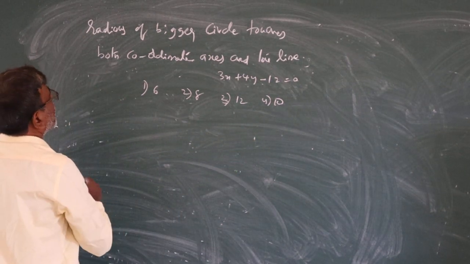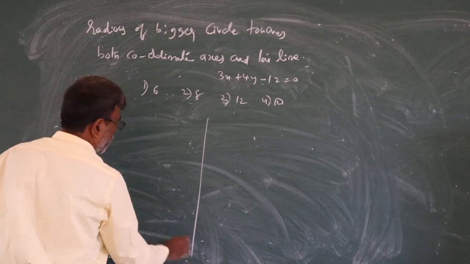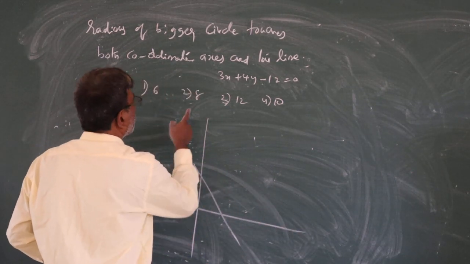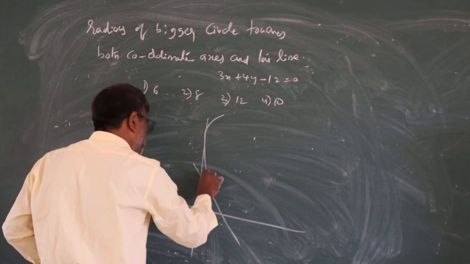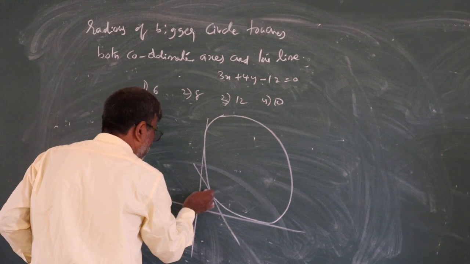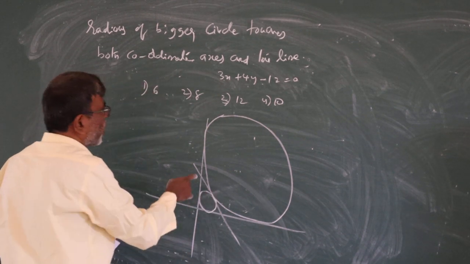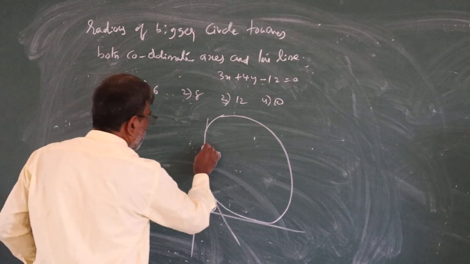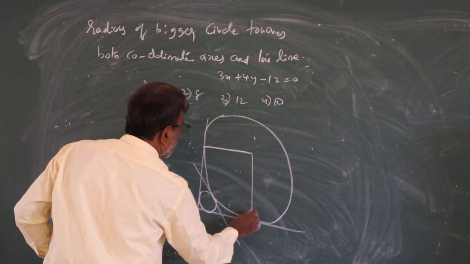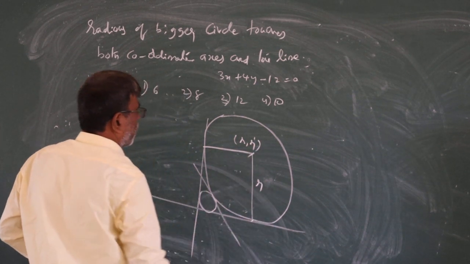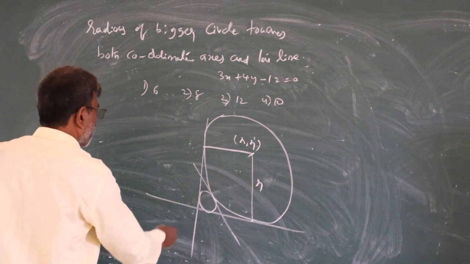The radius of the bigger circle that touches both the coordinate axes. The line is like this, and the circle touches this line and the coordinate axes. There must be two circles. One circle is like this, another circle is like this. He is asking to find this bigger radius. A circle touching both axes, as all of you know, has center (R, R) and radius R.